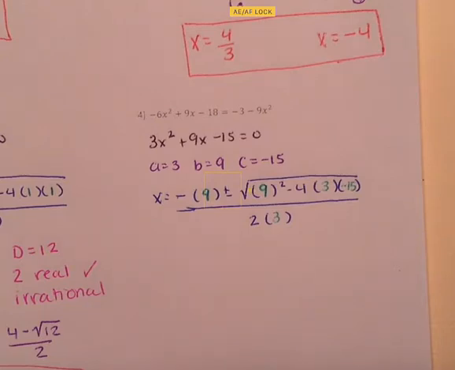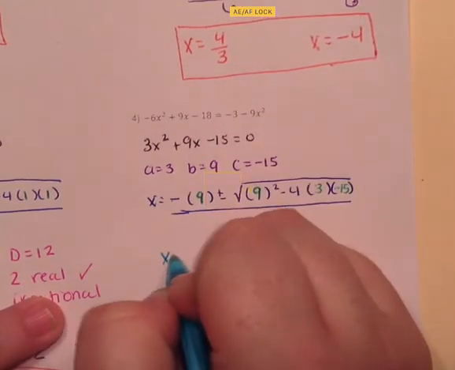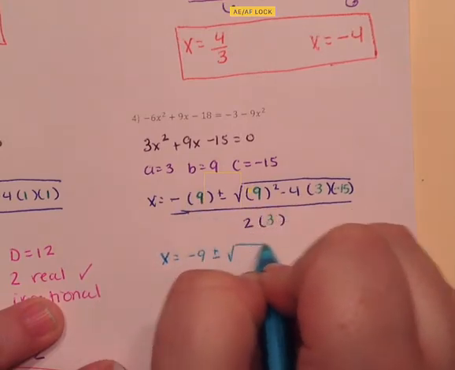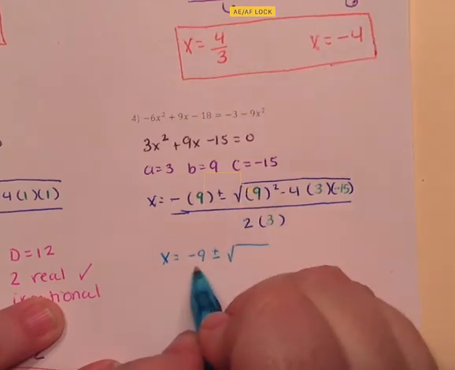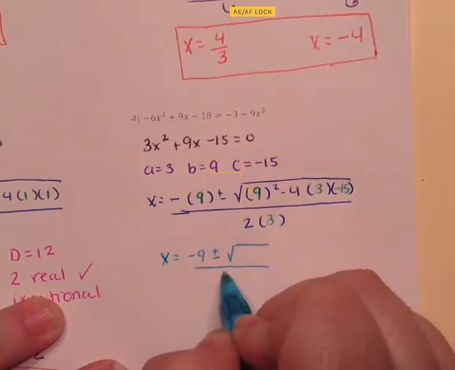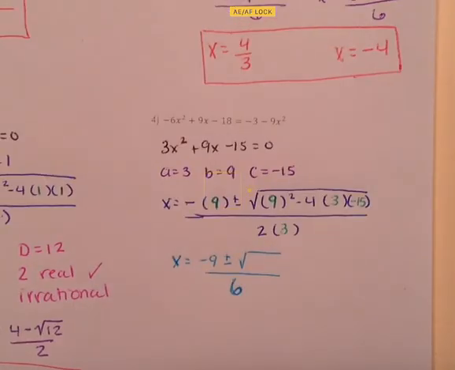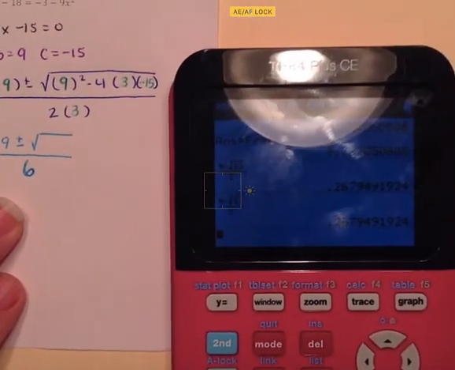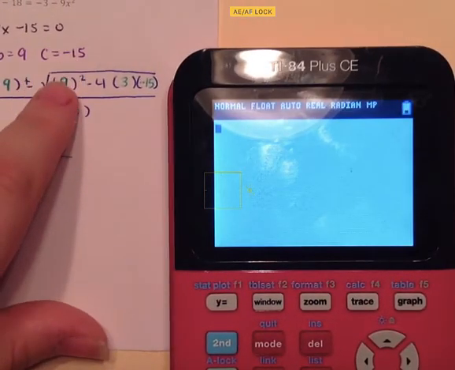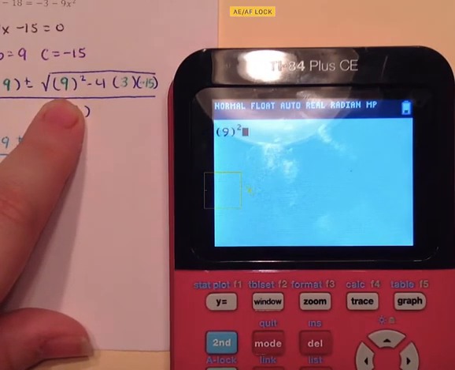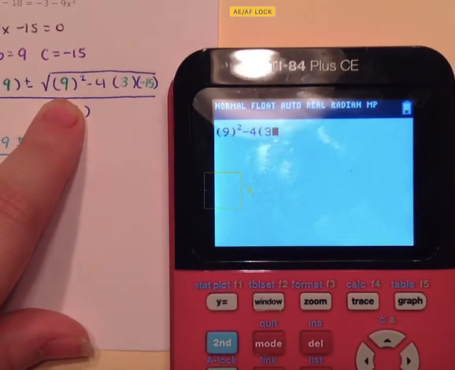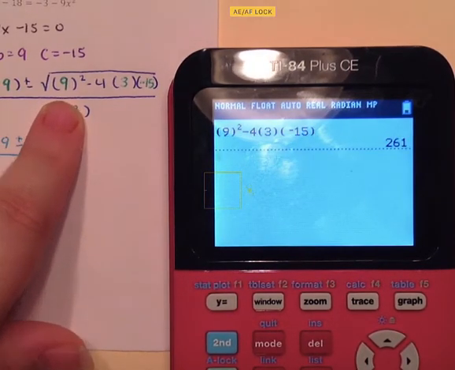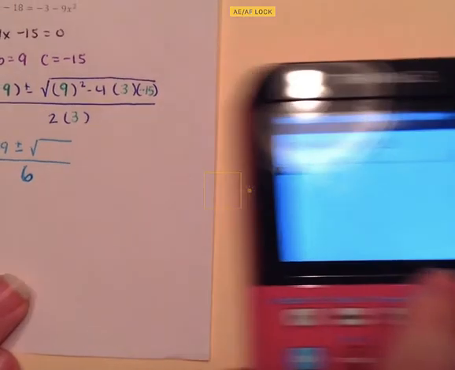And now we're going to do as much as we can by hand. X equals, negative times 9 is just a -9, plus or minus the square root of, I'm going to figure that out in just a second using the calculator, all over 2 times 3 is 6. So calculator, we're going to put the stuff inside the radical. That's also called the radicand, which in the quadratic formula is called the discriminant. So I'm going to put parentheses, 9 parentheses squared, minus 4 parentheses, 3 close, open parentheses, -15 close. Enter. I get 261. So I'm going to put that inside the radical.